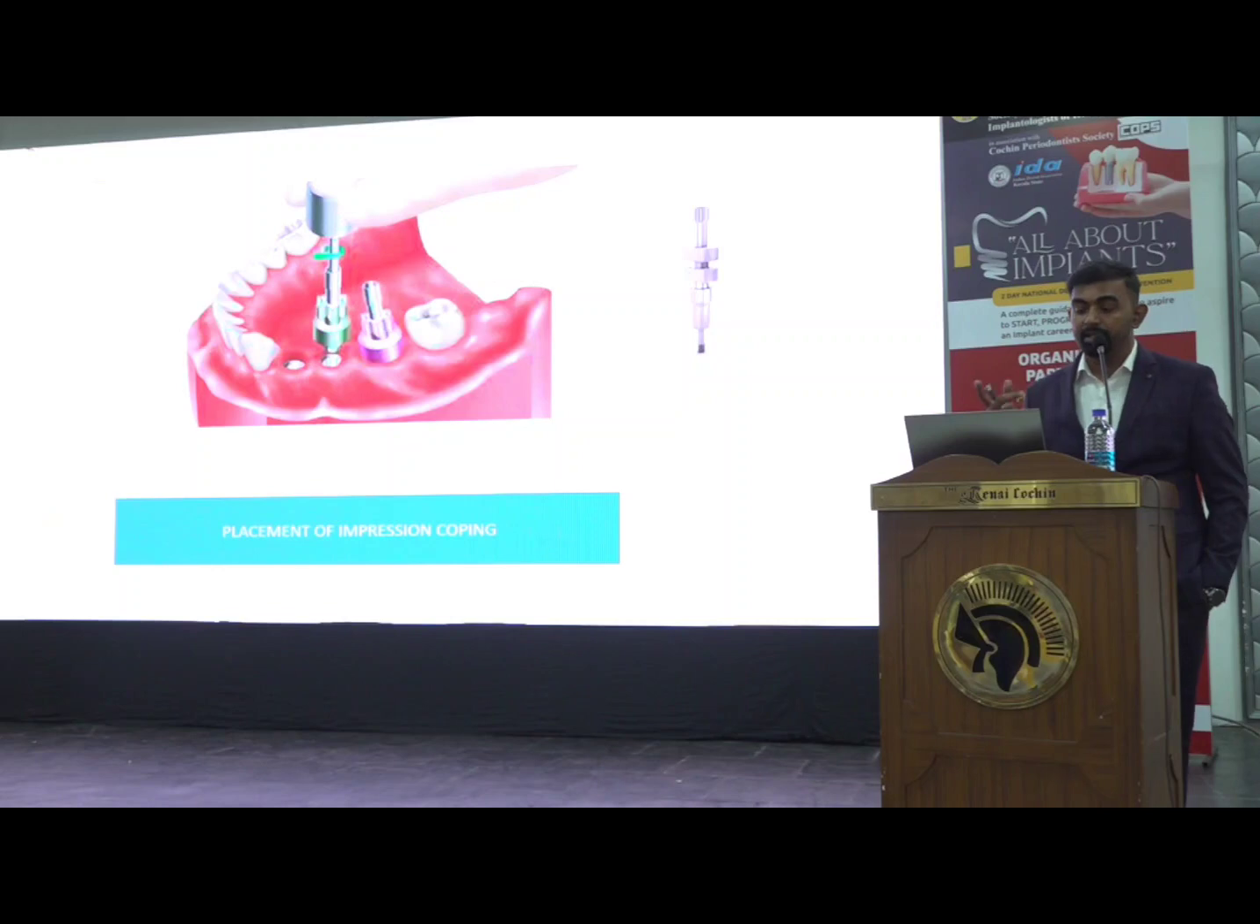Coming to how we take an open tray impression. Once the implant is placed and at the second stage of surgery, we should put a gingival former and wait for another 10-14 days. After that, in the first sitting, remove the gingival former and place the open tray impression coping. And take an X-ray to check the seat is correct in relation with the implant fixture.